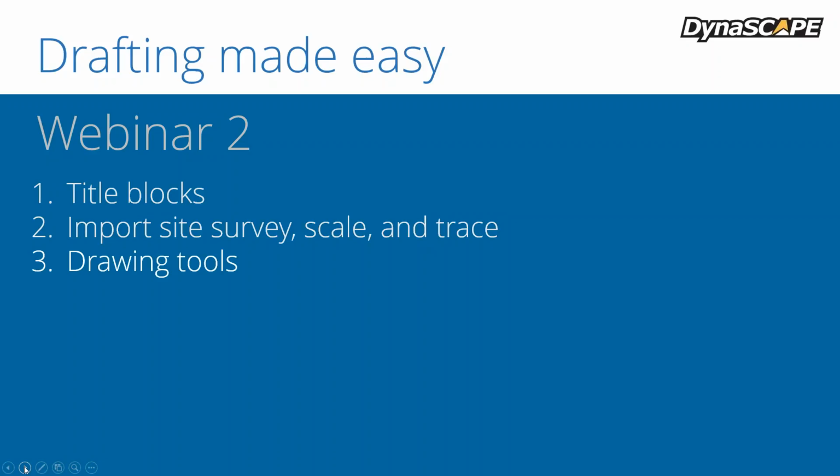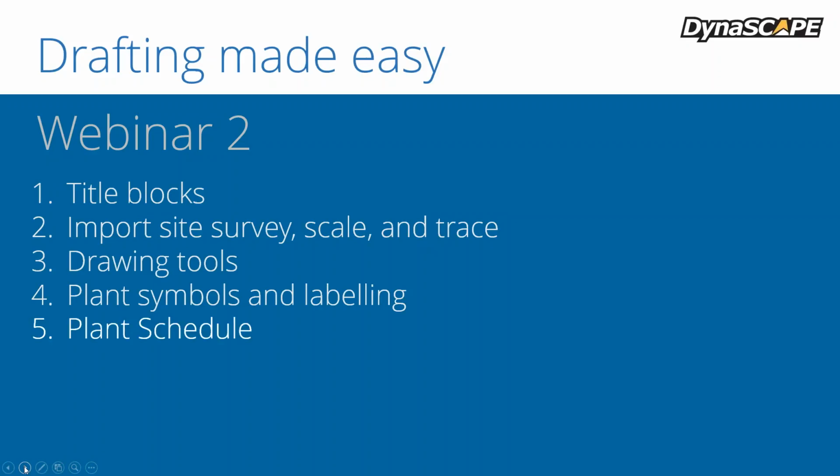Design software is all about the drawing tools that are built in. The plant symbols and the labeling that we have. Being able to produce plant schedules very quickly and very easily. Our hatch patterns, and a whole bunch more that Patrick's got in store for us. Now, drafting made easy, Patrick, we're going to be creating designs that look like they've been done by hand, because that's what DynaSCAPE specializes in, doing them in a fraction of the time that look absolutely stunning.